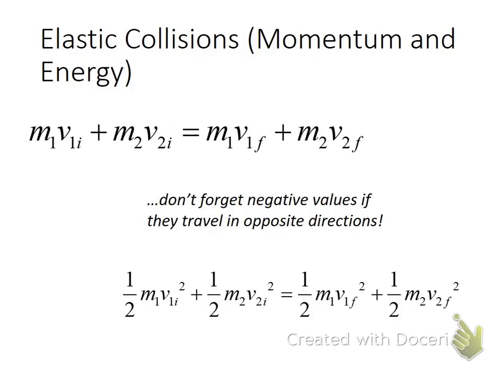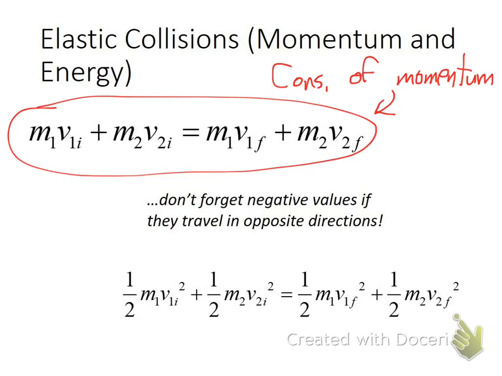When they're perfectly elastic, you've got conservation of momentum, where I just add up the momentum of each object before the collision, add up the momentum after, and you've got it. Now in this case, momentum is a vector, so make absolute certain that you include any negatives if an object is moving in the opposite direction of a different object.